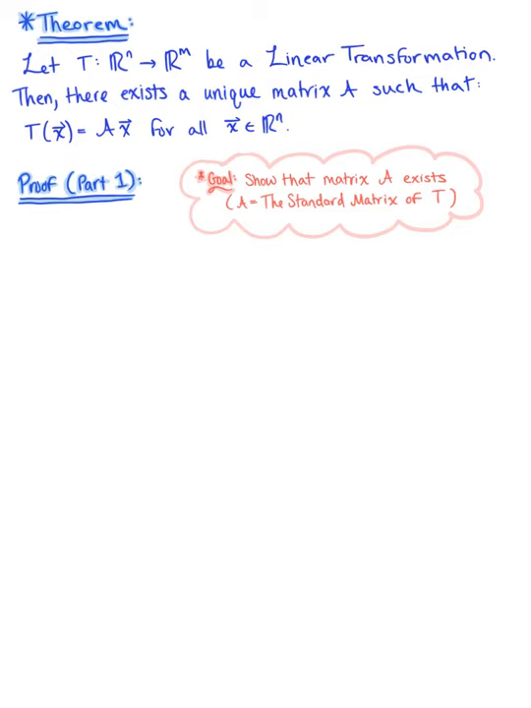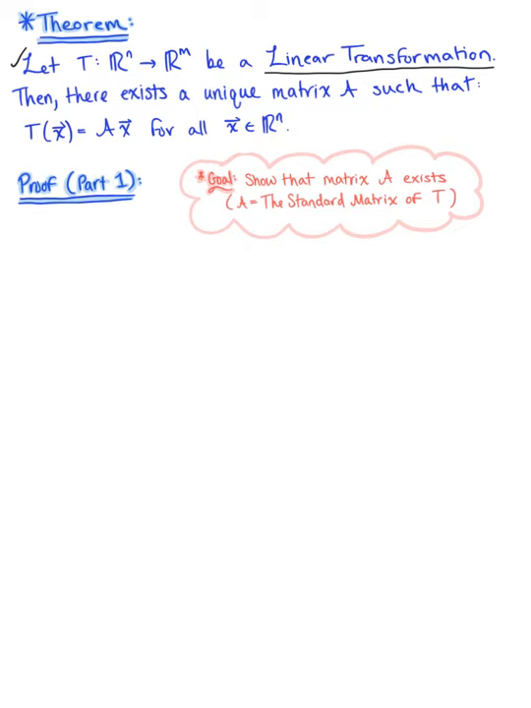So here we go. This is the first big theorem of this section. We want to let T from Rn to Rm be a linear transformation. Just as before with the 2x2 case, we want to keep in mind the definition of a linear transformation and those properties that arise.